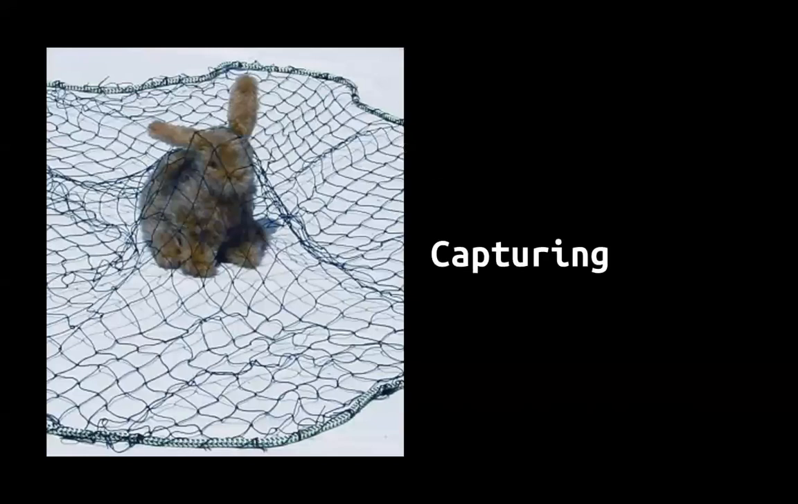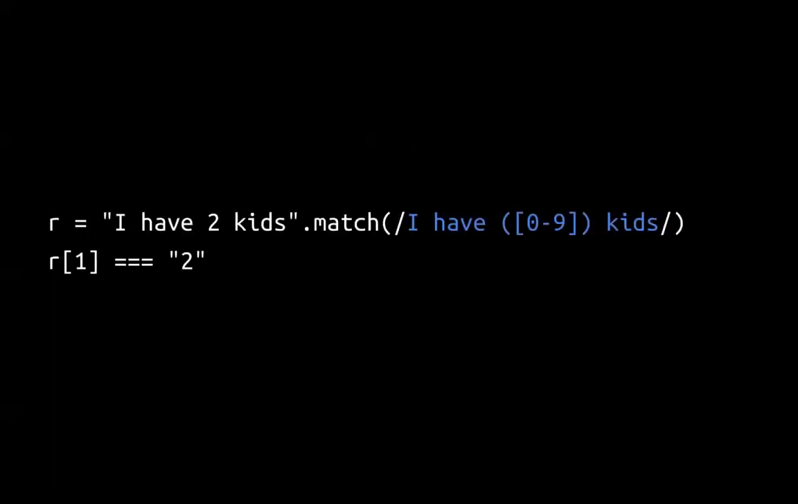Another useful thing that's related to grouping, related to the parentheses, is capturing. It turns out that when you use the parentheses, something cool happens called capturing. In this case, I have a regular expression that's just "I have", and then a character class, 0 through 9, "kids", right? So that's going to match a sentence like "I have 2 kids". But what happens when we wrap the parentheses around that character class is that in the match object that we get back as our return from the match method call, if we look at index 1, right?